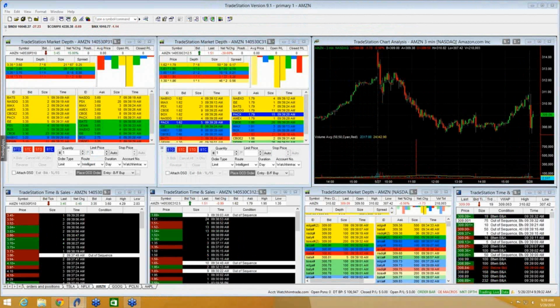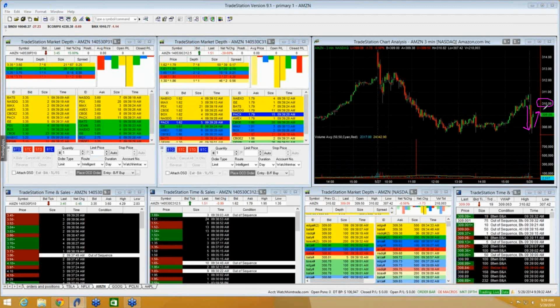So the first example is going to be with Amazon, and this was a trade I made just today on May 28th. So you can see here on this kind of blurred out 3-minute chart, but it should be clear enough, the stock fell below 310, made a subsequent move lower right at the open, and then from 935 to 940 it was bouncing back up near 310.